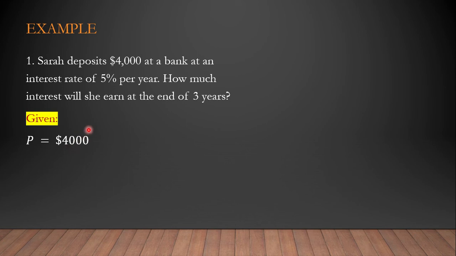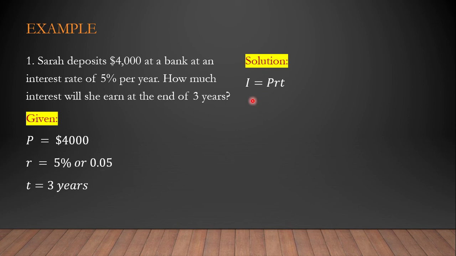Okay? Next, what is R? R is 5%. Or converted to decimal, this will be 0.05. And then the time is 3 years. So, walang problema sa time kasi naka-years po siya. Next is solve. So, use the formula. I is equal to P times R times T. Then, substitute po yung value ng P, R, and T.